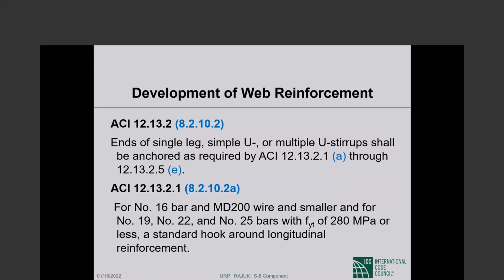Okay. Number 1, for number 16 bar and MD200 wire, I explained the wire size. M is metric, D is deformed, 200 is 200 square millimeter cross-sectional area. So for number 16 bar and MD200 wire and smaller, and for number 19, number 22, and number 25 bars with F sub YT of 280 MPa or less, this is the old 40 KSI steel, a standard hook around longitudinal reinforcement. That's all you need. So for the small bars and for the larger bars, if it is grade 40, then all you need is a standard hook around longitudinal reinforcement. So you have stirrups, you will have standard hooks around longitudinal reinforcement, and your stirrups are fully developed.